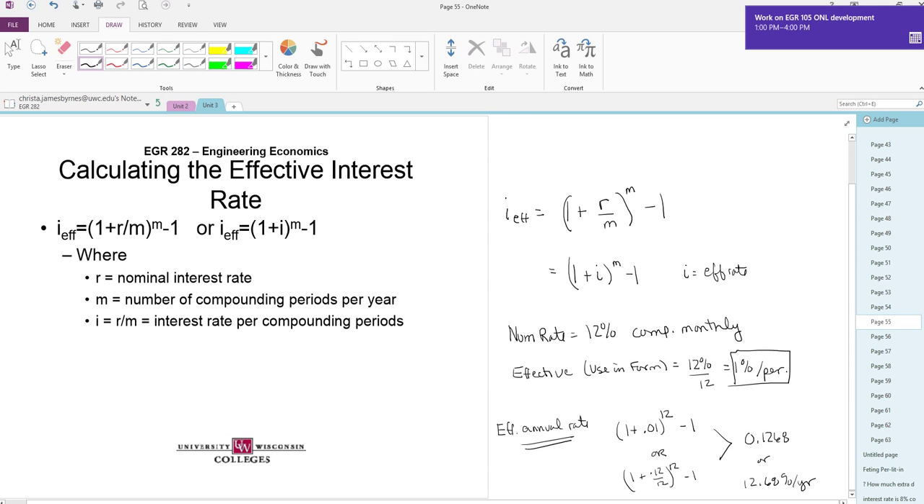12.68% per year. So when I pay something 12% annually, I'm really not paying 12%. I'm paying 12.7%. But that's an effective annual rate. You will only ever calculate those. You will never, ever, ever do anything but calculate those. Alrighty.